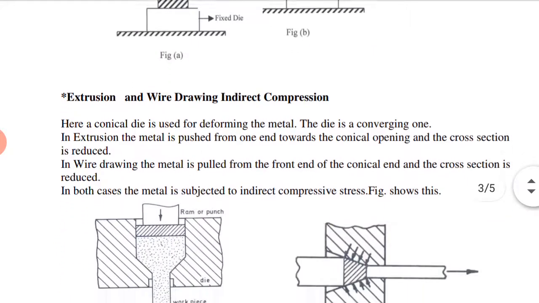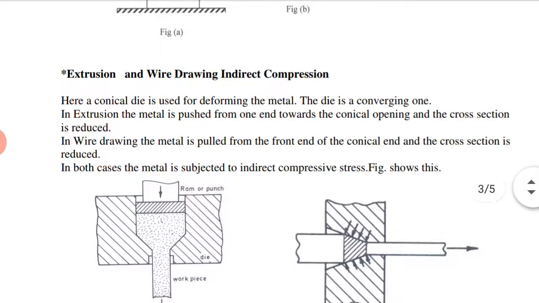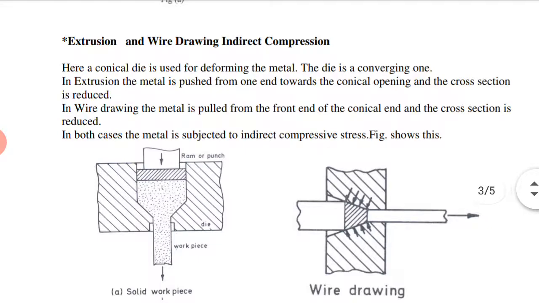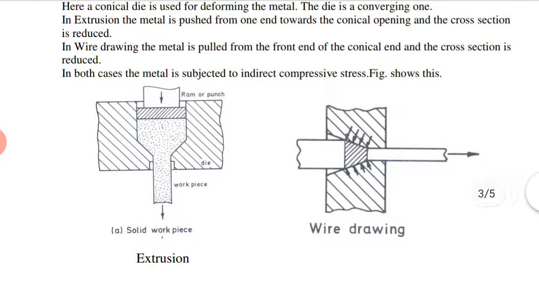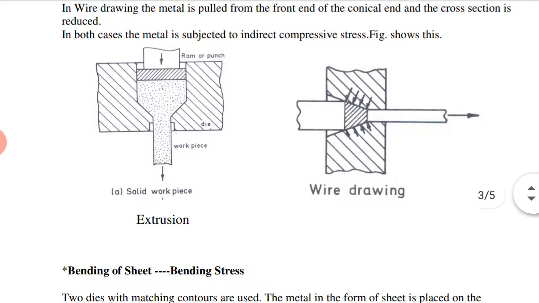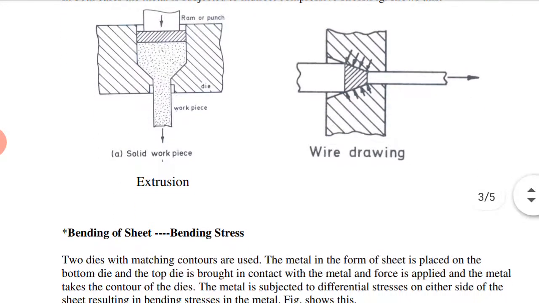Extrusion and wire drawing. Indirect compression. Here a conical die is used for deforming the metal. The die is a converging one. In extrusion, the metal is pushed from one end towards the conical opening and the cross section is reduced. In wire drawing, the metal is pulled from the front end of the conical end and the cross section is reduced. In both cases, the metal is subjected to indirect compressive stress.